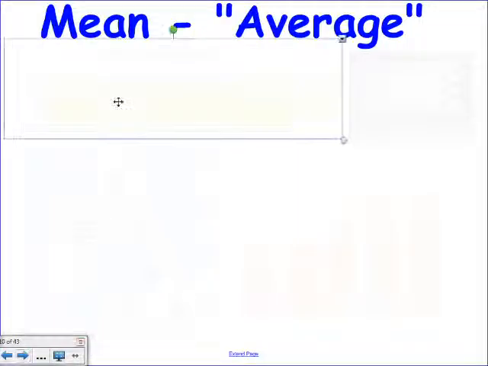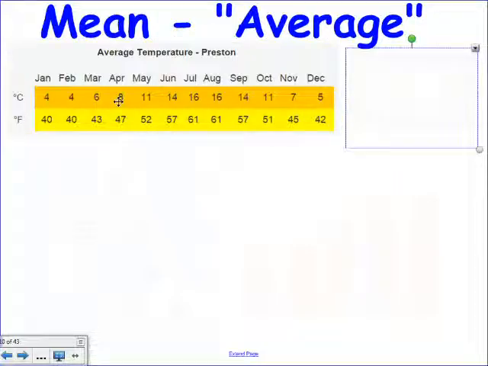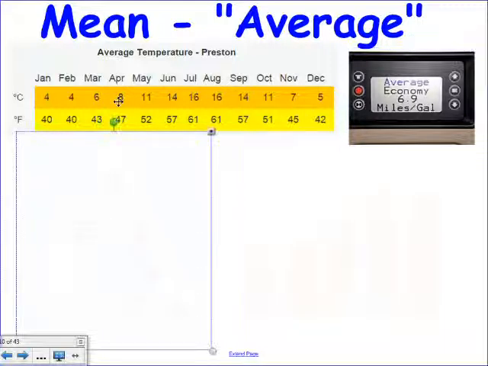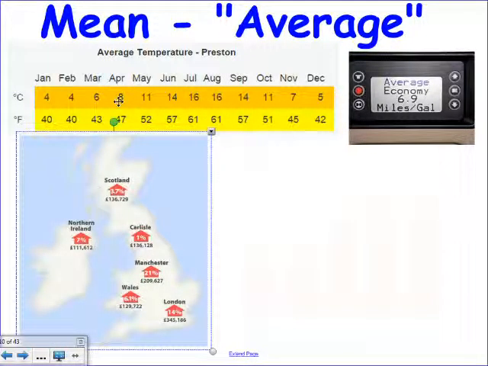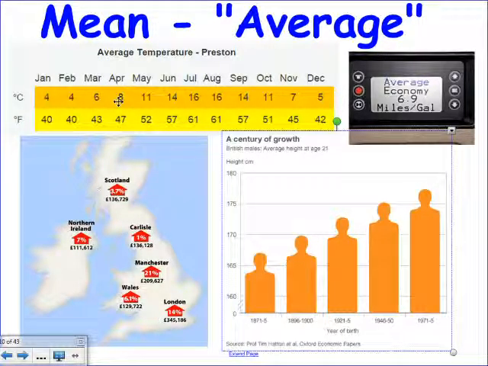So when you see the average temperatures in Preston, they're talking about the mean temperatures in Preston. When they talk about the average fuel economy of a car, they're talking about the mean fuel economy of a car. And that goes for house prices, and it also goes for the average height of individuals over the centuries. Okay? Whenever you see the word average, they're generally, 99% of the time, talking about a mean.